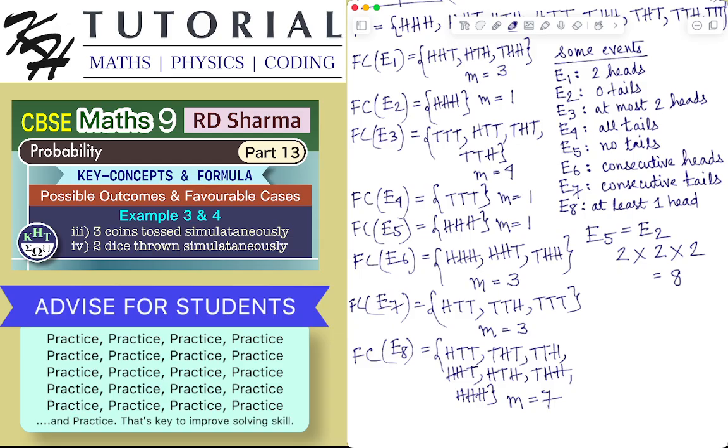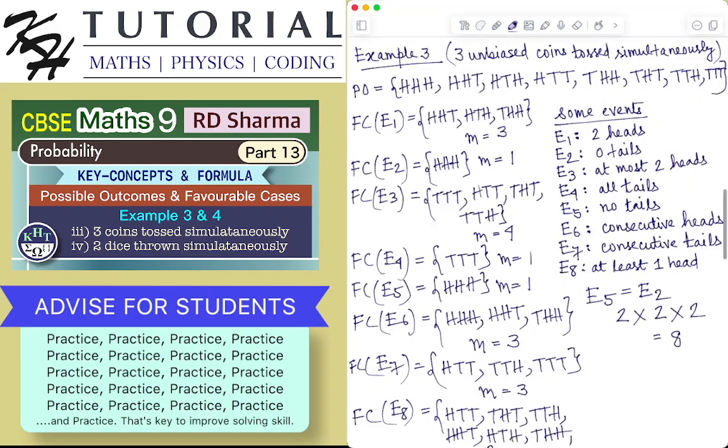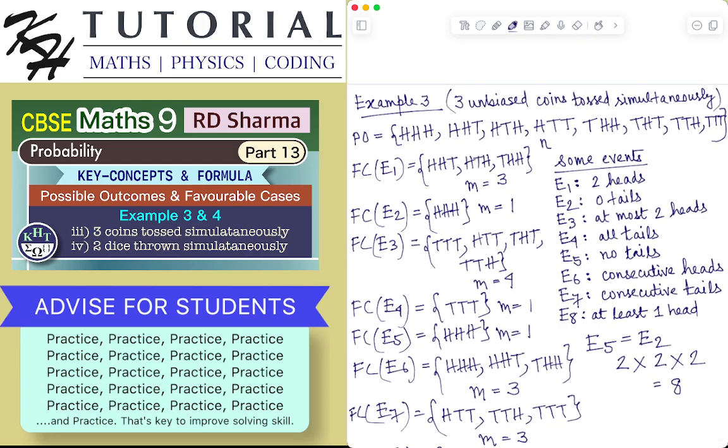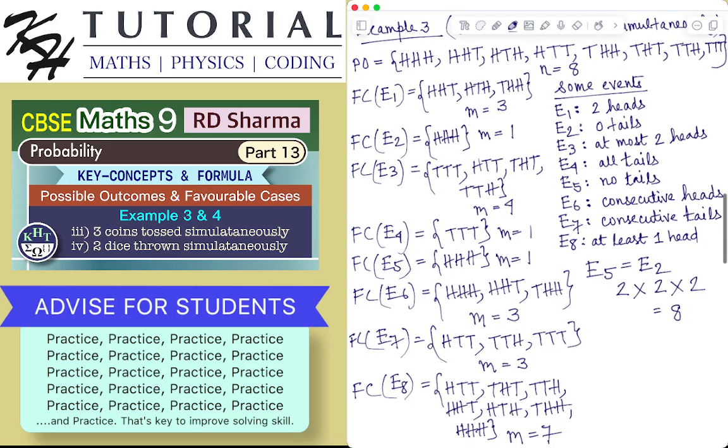By the way, the small n, that is the total number of possible outcomes of this random experiment, is 8. Now, what will be the probability of event E8? It will be 7 by 8. The probability of event E5 will be 1 by 8. The probability of event E3 will be 4 by 8, which is equal to half.